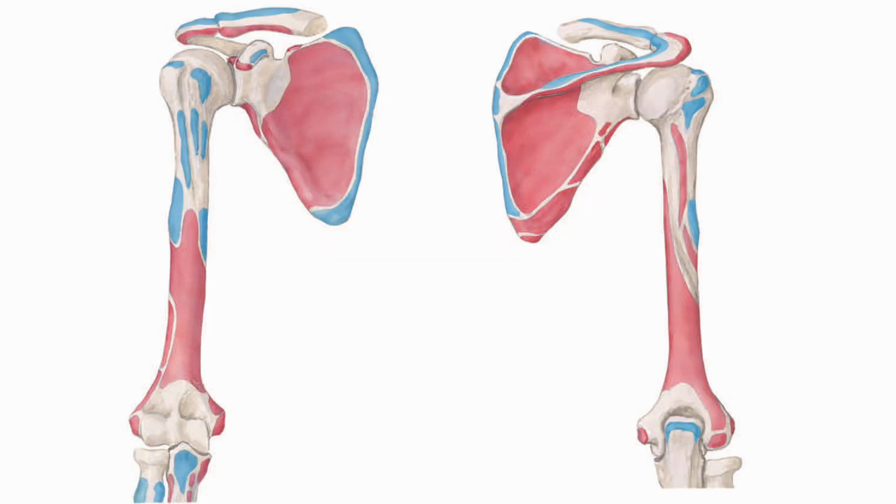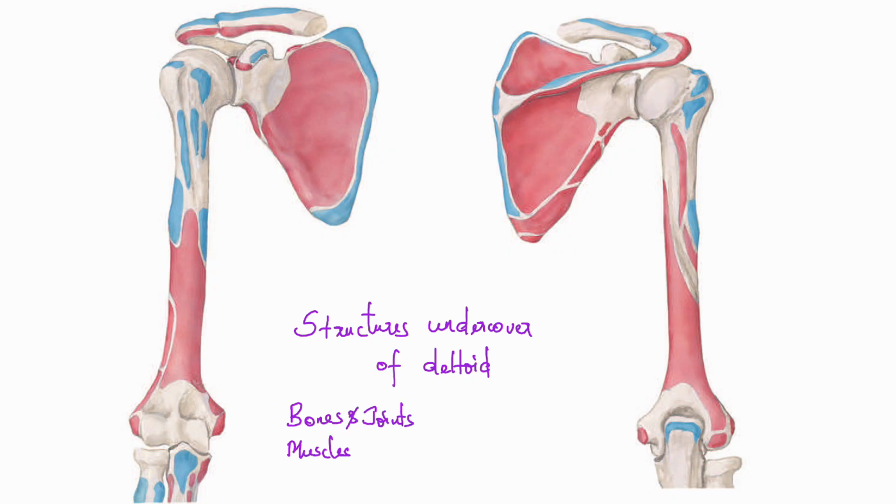For completion's sake, we need to identify a specific topic under the deltoid, that is structures under cover of deltoid muscle. We will have bones, then muscles, bones and joints, then vessels, nerves, ligaments, and bursae deep to the deltoid muscle. We will identify the bony parts in this particular image.